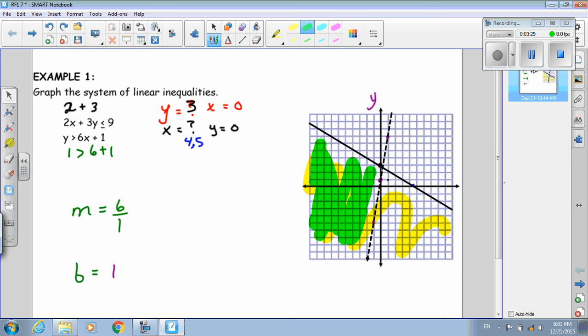Now my solution is the intersection of both feasible regions, so my feasible region would be located here, right? So the intersection of both feasible regions. That's how you graph a system.